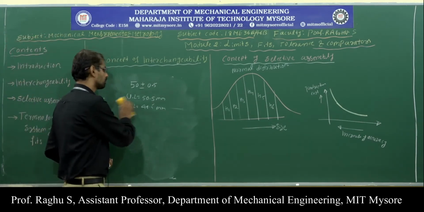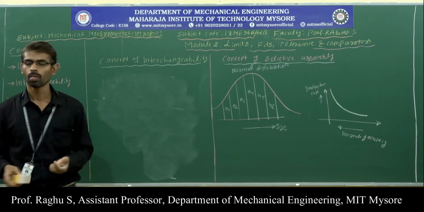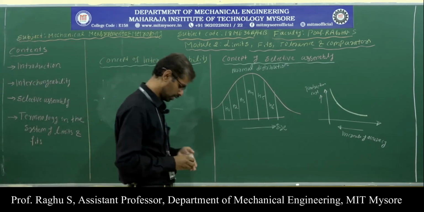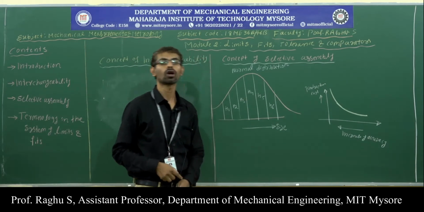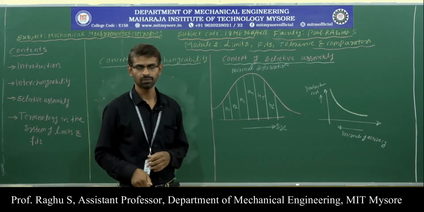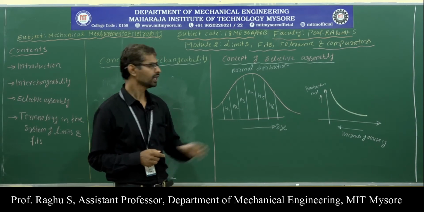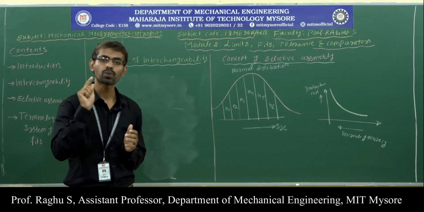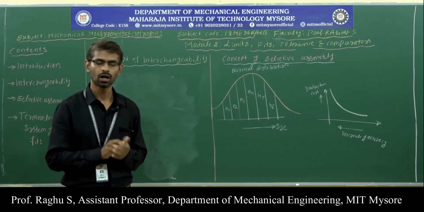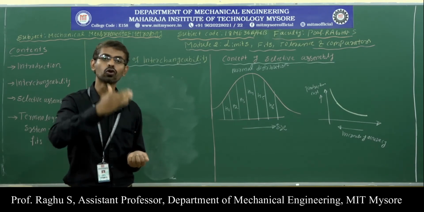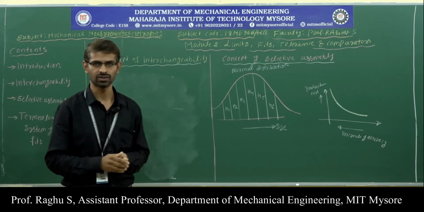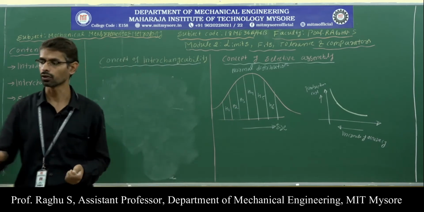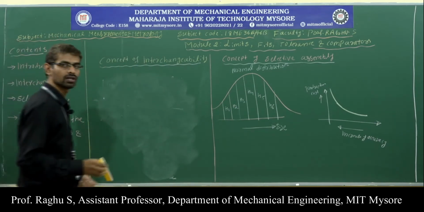Next, coming to the concept of selective assembly. What do you mean by selective assembly? Selective assembly is also called group assembly. In this technique, the parts produced by machines are classified or grouped based on their sizes.